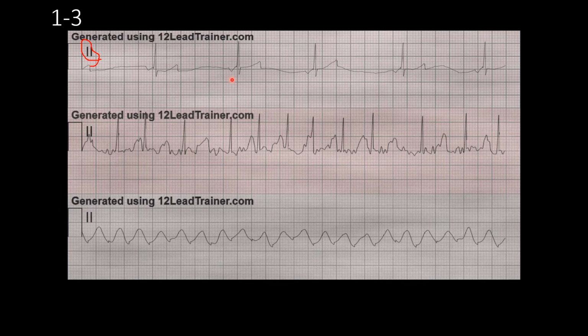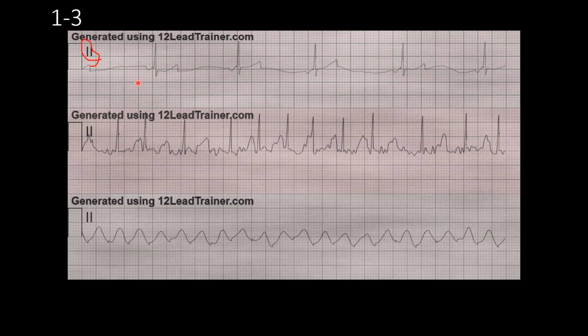And then our QRS complex, going from the beginning of the R wave to the J point, which is like right here, that is about 0.08 seconds as well. So our QRS is within normal range, which tells us that this is coming from above the ventricles. The impulse or the pacemaker that's generating this rhythm is coming from above the ventricles.